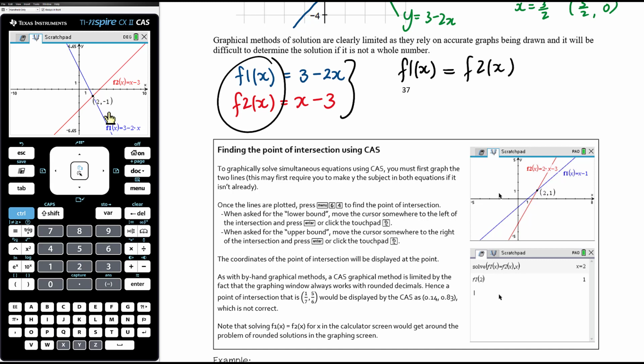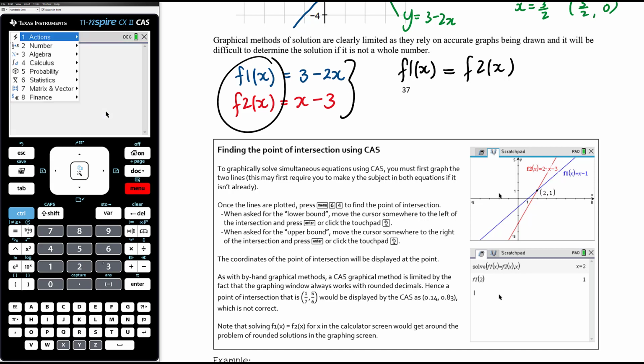And then obviously I'll need to get my CAS to solve that equation for x. So if I go back over to the calculator screen here, I can do menu 3, 1 and solve function 1 of x equal to function 2 of x for x. And it will tell me that they are equal to each other when x is equal to 2.